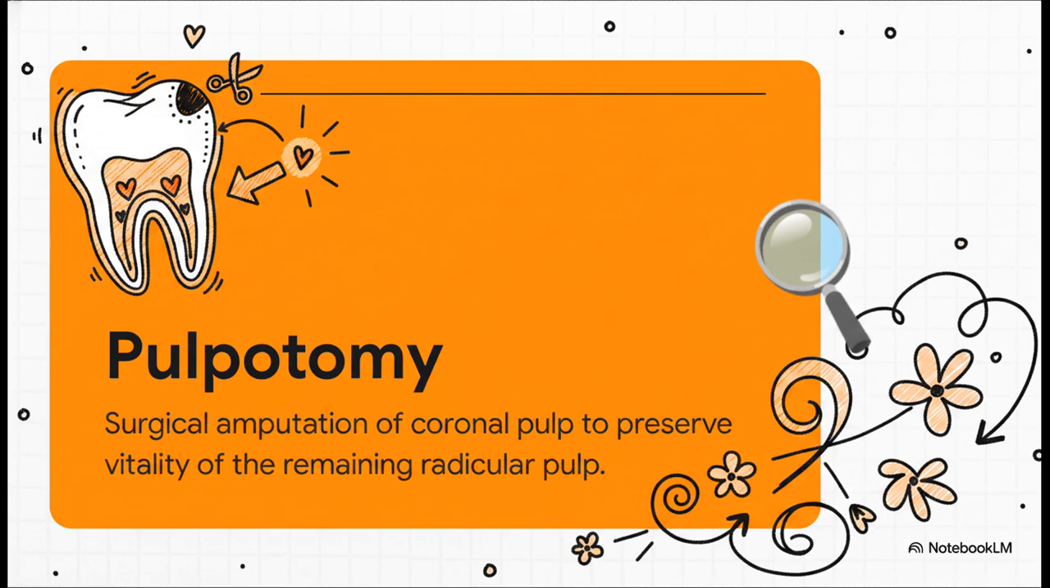The whole biological principle we're relying on is that the radicular pulp, the stuff down in the roots, is still completely healthy and perfectly capable of healing once we get rid of that infected coronal portion.